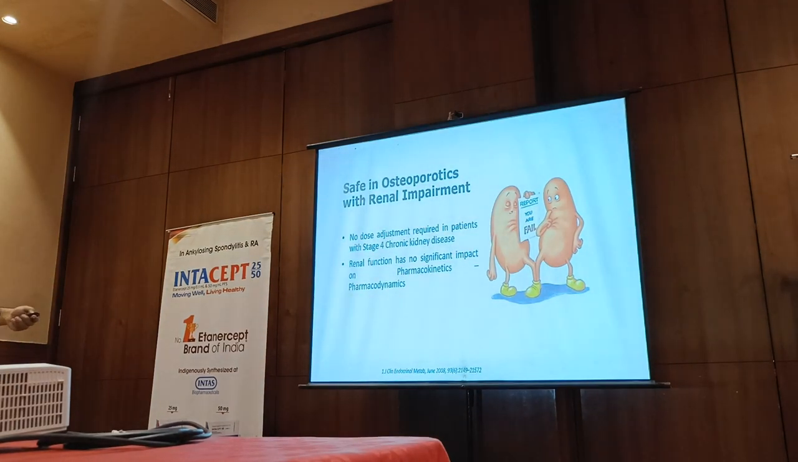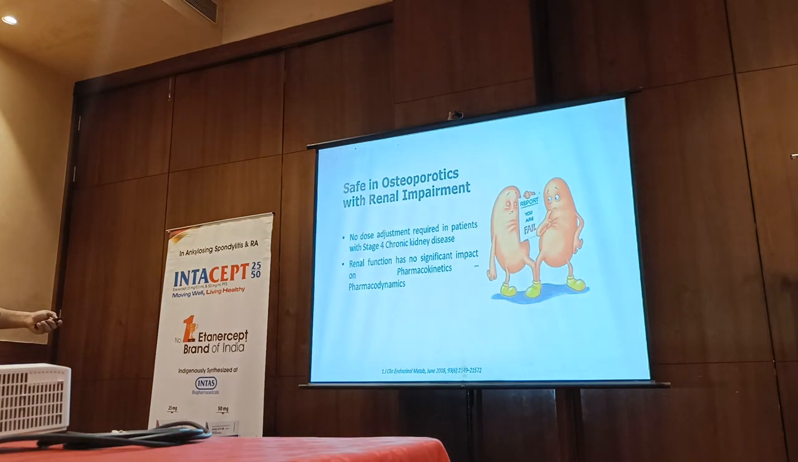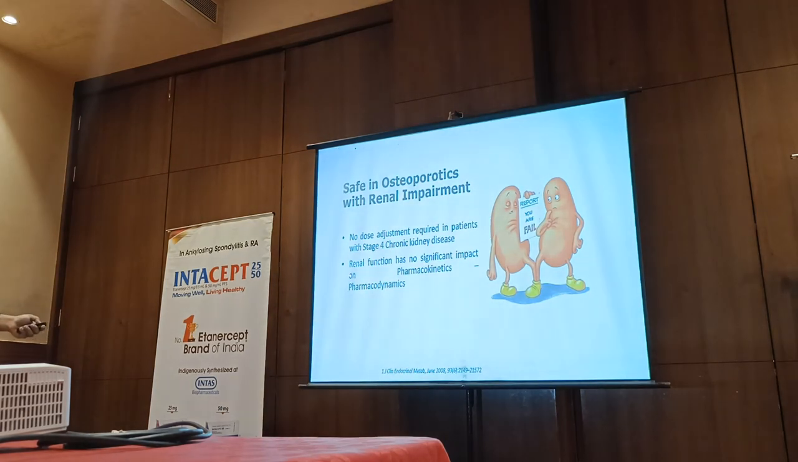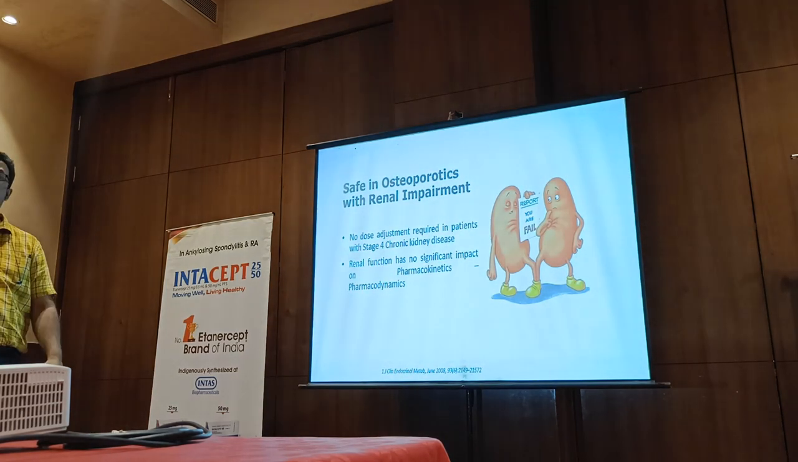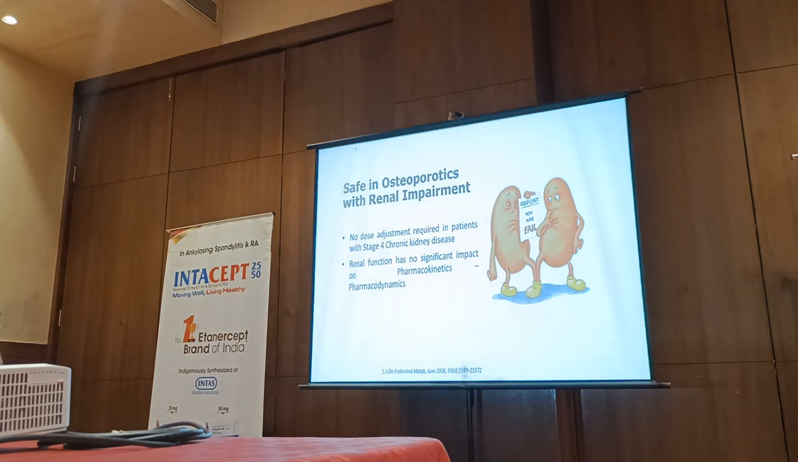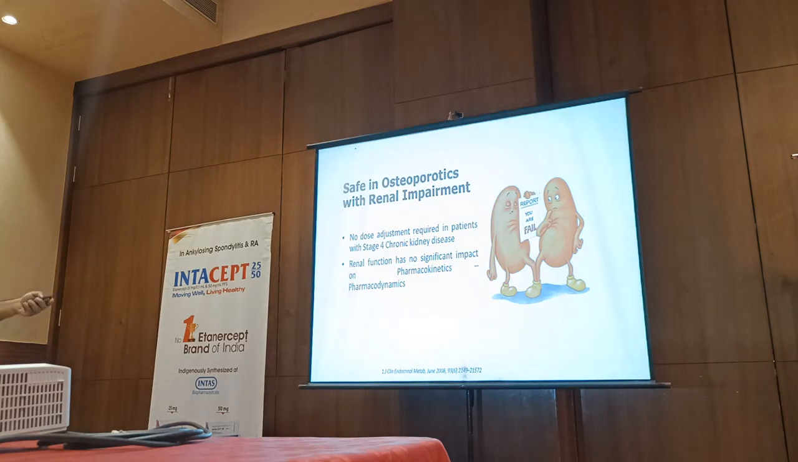So it is the same in osteoporotic renal impairment as well. No dose adjustment is required in patients up to stage 4. Renal function has no significant impact on the pharmacokinetics and dynamics of denosumab. Here also it differs from the bisphosphonates, because bisphosphonate cannot be given when the creatinine clearance is less than 30.